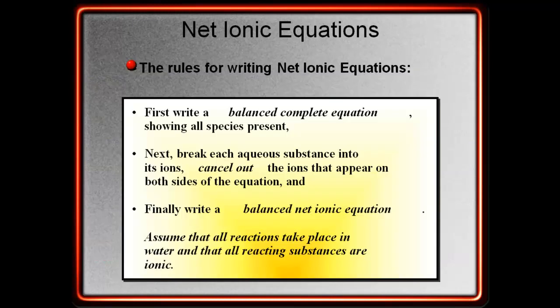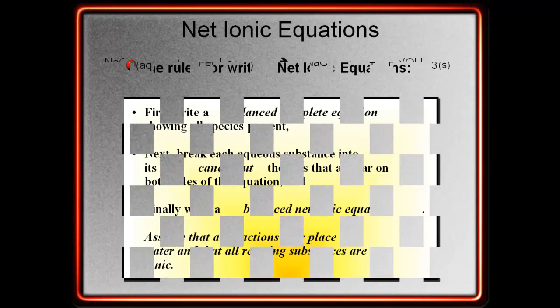So the rules for writing the net ionic equations are: first, you want to write a balanced complete equation showing everything present. Then you want to break each aqueous substance down into ions. You're going to cancel out the ions or the spectator ions that appear on both sides. And then finally write a balanced net ionic equation. When you are doing net ionic equations, you want to assume that all reactants are taking place in water and that all reacting substances are ionic.